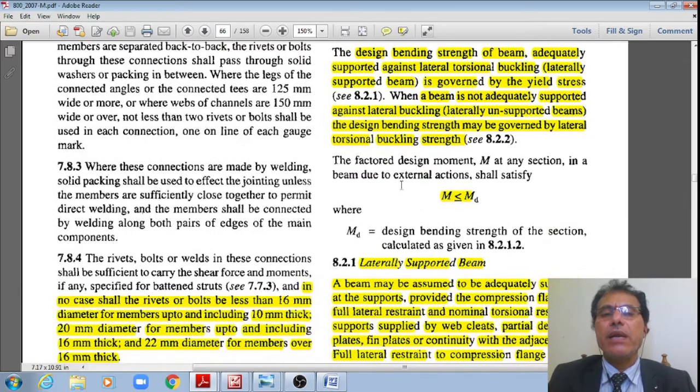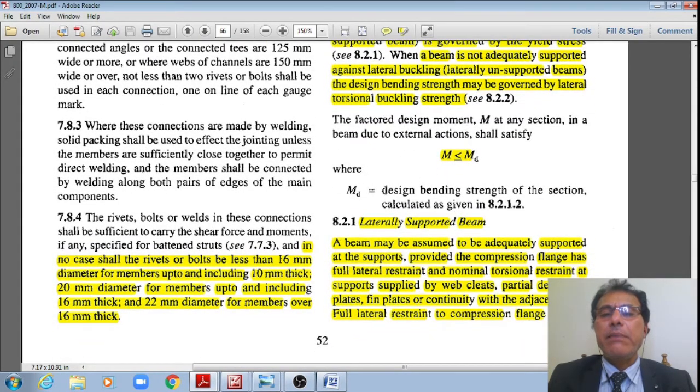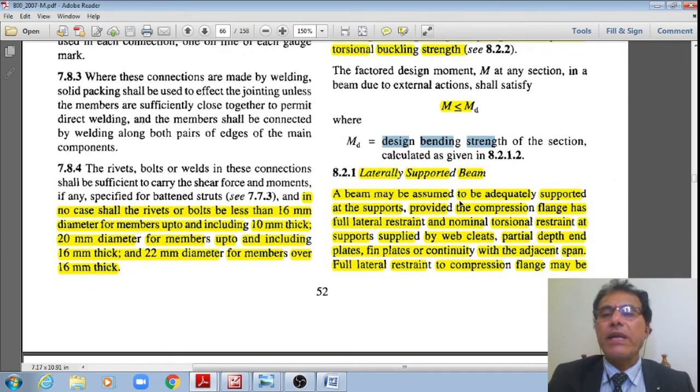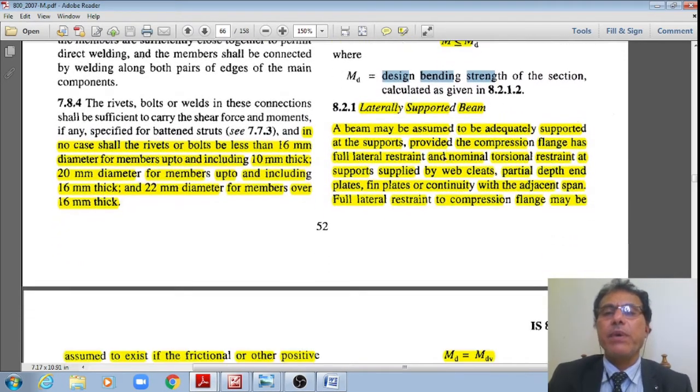Just make note of this, right? And the factored design moment M should be less than or equal to MD, where MD is the design bending strength of the section, which needs to be calculated as per clause 8.2.1.2, right?